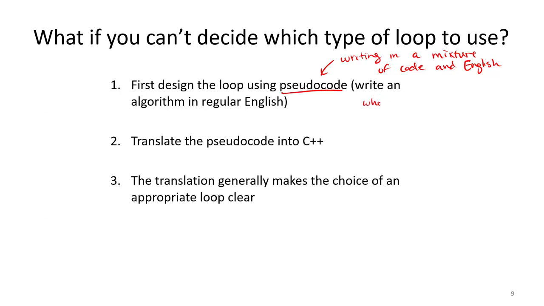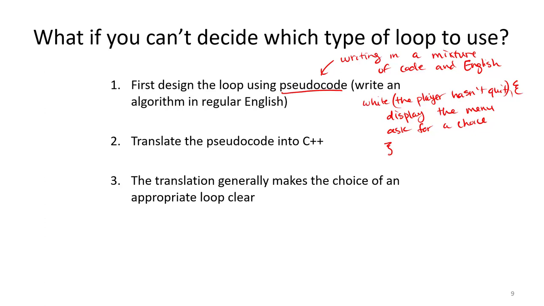You could write, for example, while the player hasn't quit, display the menu and ask for a choice. And notice this is sort of a mixture of C++ and regular English. And if you write out what you want your loop to do in pseudocode, that can make it easier to tell what kind of loop you need.